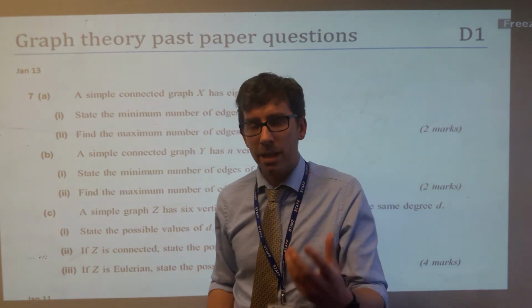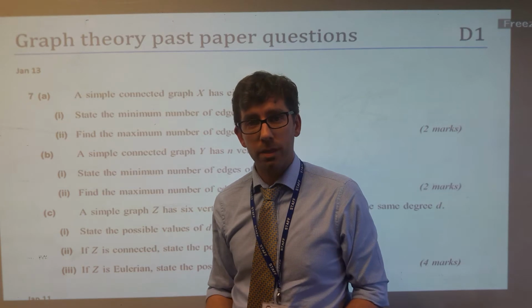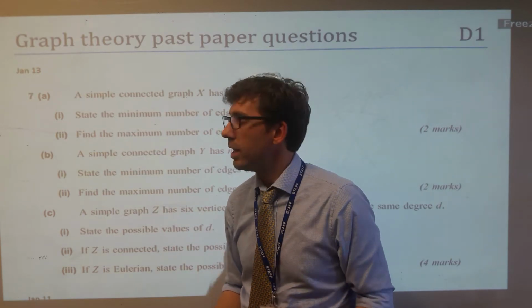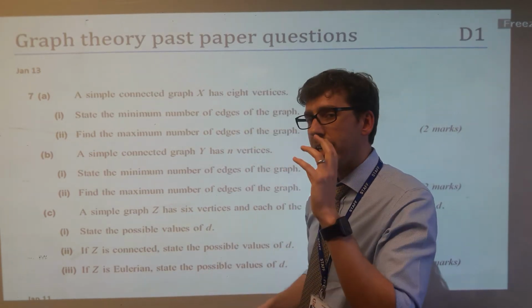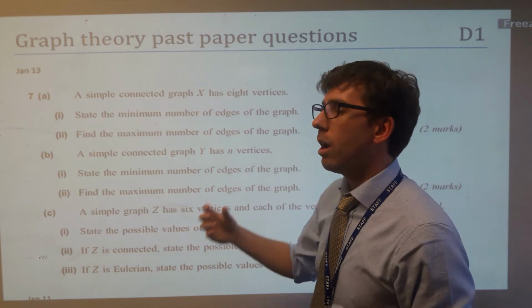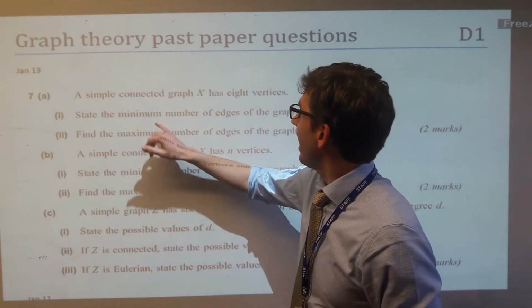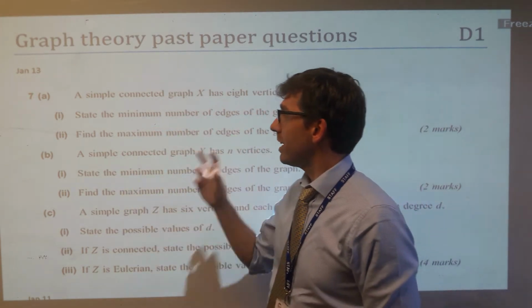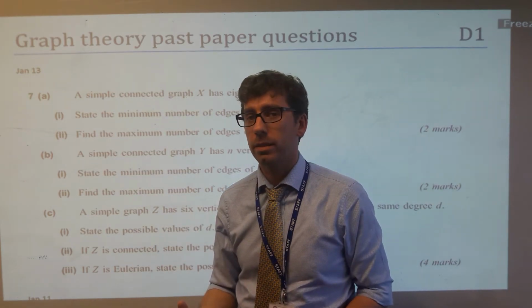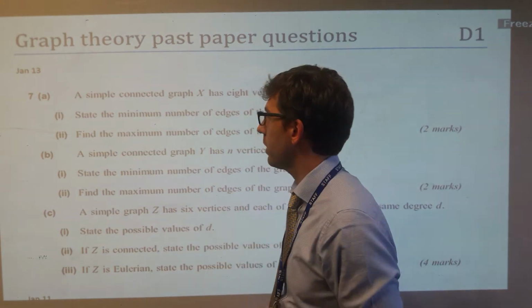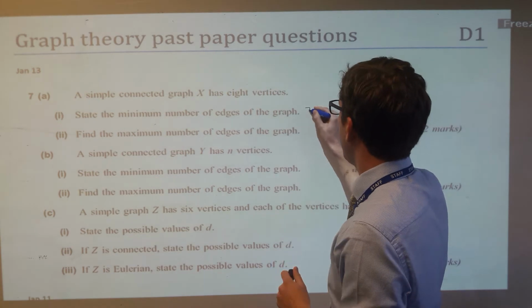So what you should be imagining here is a minimum spanning tree. Okay, so all the work we did on Prim's and Kruskal's is about finding that minimum spanning tree. So what do we know about a minimum spanning tree? Well, if we've got 8 vertices, how many edges have we got on a minimum spanning tree? 7. Okay, so that is 7 there.